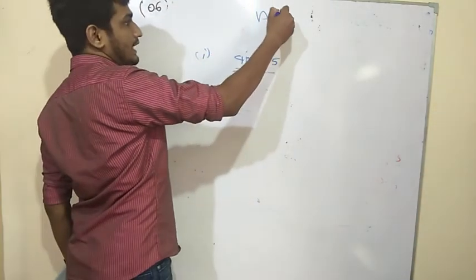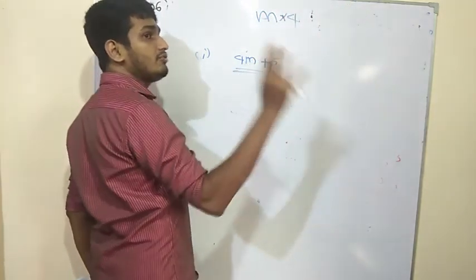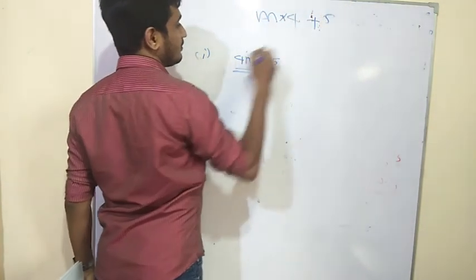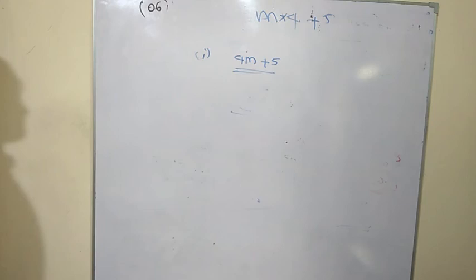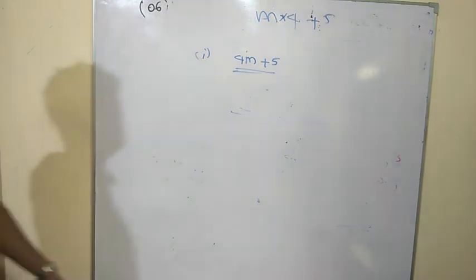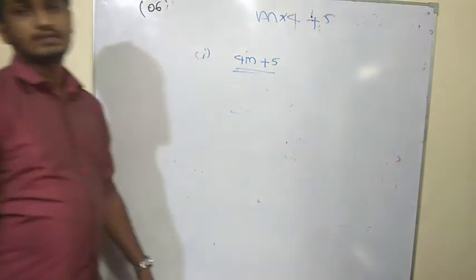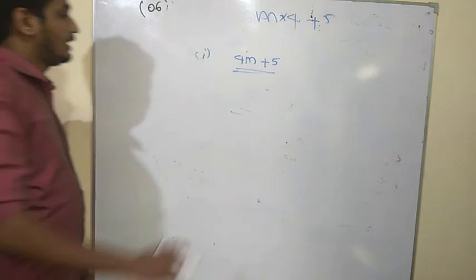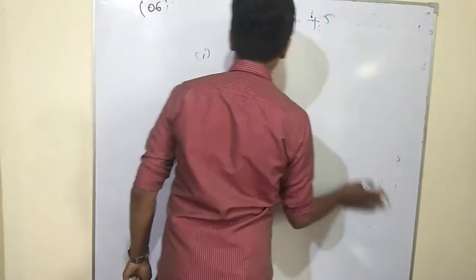4 times m is 4m, and 5 more than that means 4m plus 5. The answer is 4m plus 5.